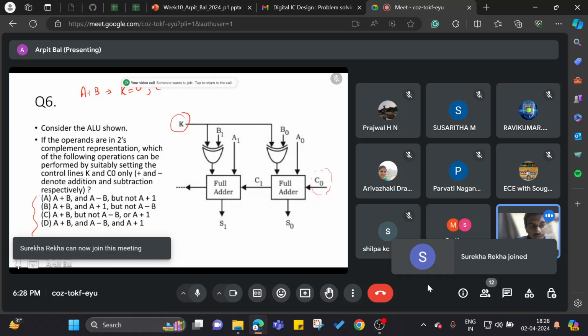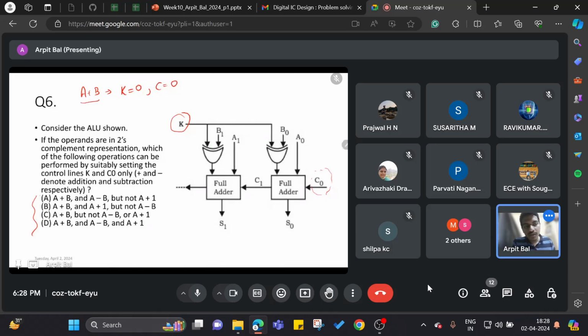And after that, the first thing I asked is, is a plus b possible? So one student mentioned that if k equals 0 and c equals 0, then we can get a plus b. So what I want to know is, is everyone agreeing with this solution, or is there anyone to challenge this solution that a plus b will be performed if both k equals 0 and c equals 0? Okay, let us see whether k equals 0, c equals 0 will give me a plus b or not.